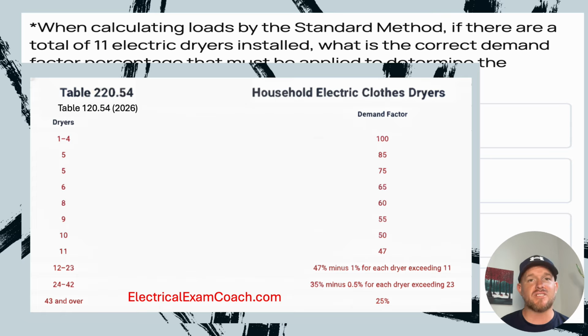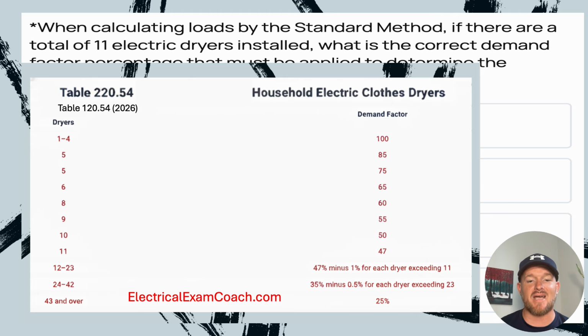Now we read all of our tables from top to bottom, left to right, using the black bold headings to navigate the table. On the left-hand side, we see that that is our number of dryers, and in this case, it's 11. On the right-hand side, we see our demand factor in percentage, meaning that that is just another multiplier that we will multiply our load by, like we've learned throughout the program.